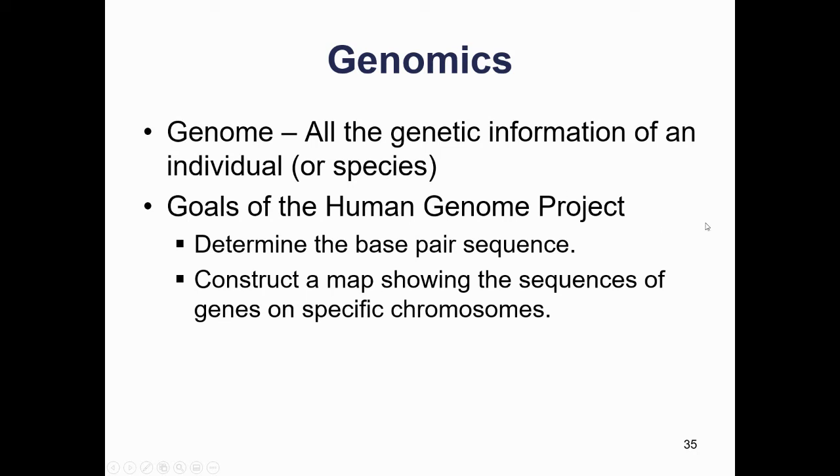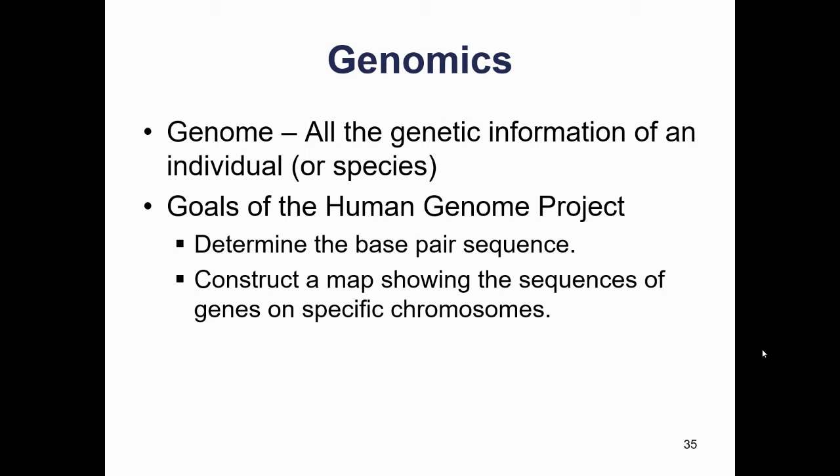So the genome is all the genetic information of an individual or of a species. The goal of the Human Genome Project was to determine the base pair sequence so that we could identify disorders and illnesses and fix those, find which parts of the chromosome coded for what on each specific chromosome, so that ultimately we would be able to use that information to fix everything.